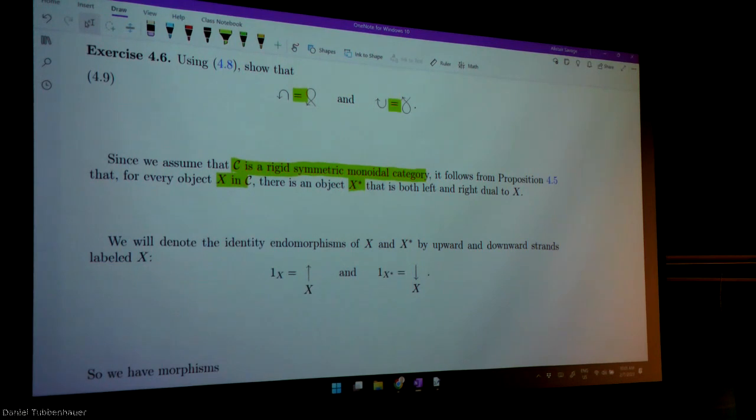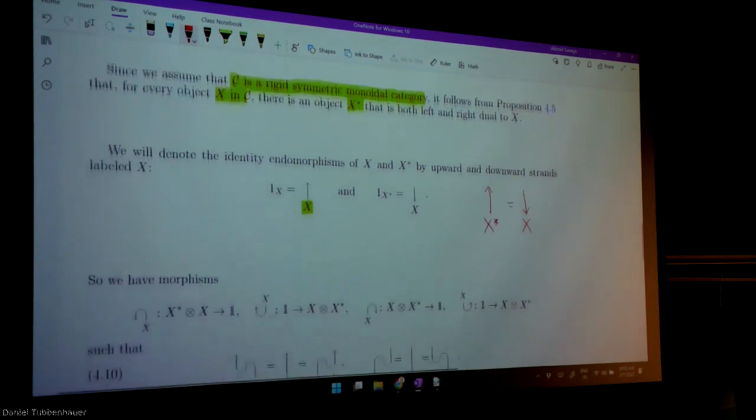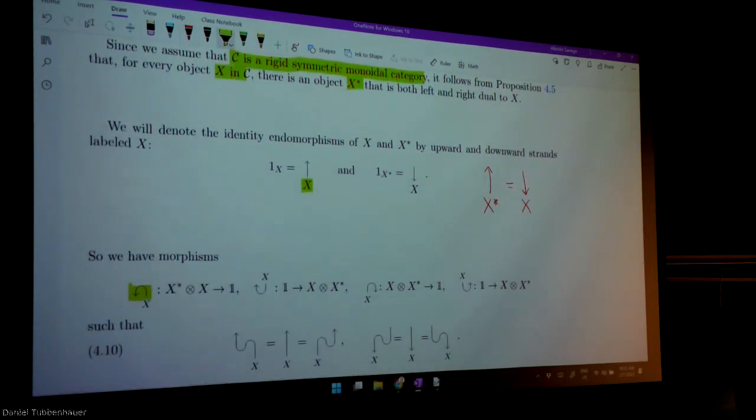So now we'll denote, if we have some object X, its identity map will be an upward oriented strand. And the identity map on the dual will be a downward oriented strand. By the way, that means that up labeled with X dual is the same thing as down labeled with X. These are just two different ways of writing the exact same thing. So now we've got morphisms, we've got these left caps and cups, but we'll just label them with X because we may have many different pairs of objects with their duals. And then we have relations, but things are labeled by X now.